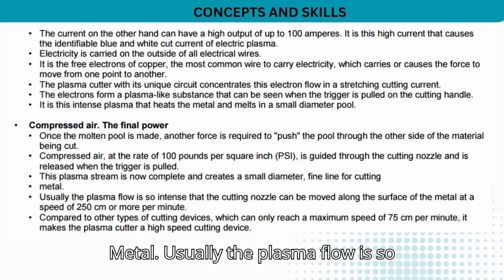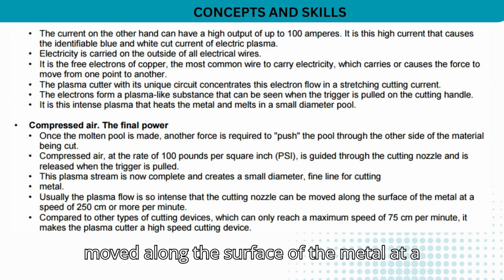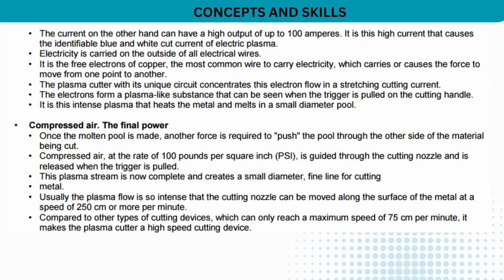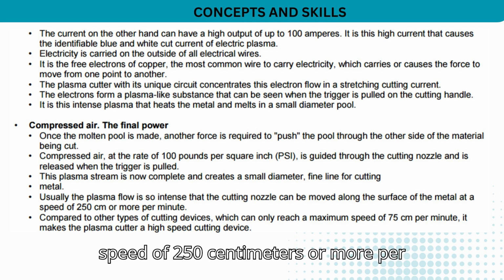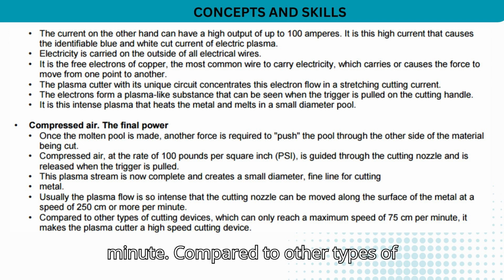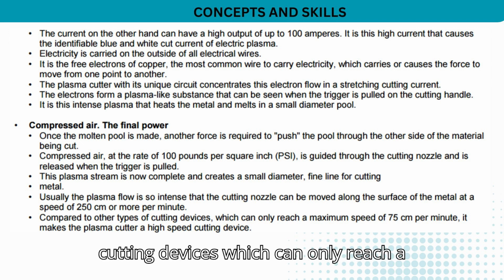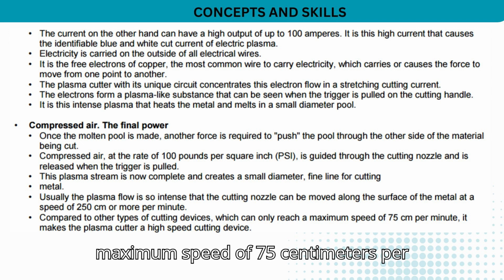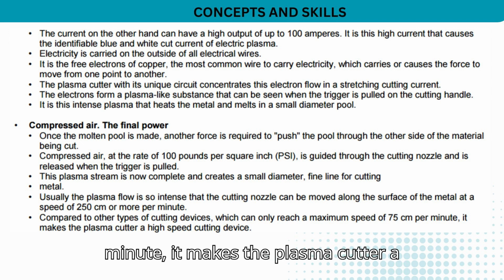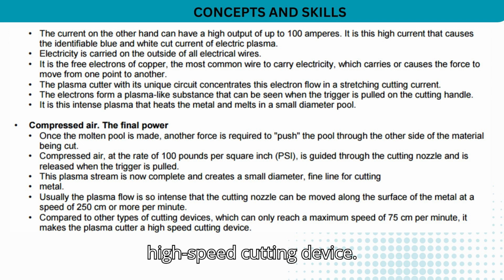Usually the plasma flow is so intense that the cutting nozzle can be moved along the surface of the metal at a speed of 250 centimeters or more per minute. Compared to other types of cutting devices, which can only reach a maximum speed of 75 centimeters per minute, it makes the plasma cutter a high-speed cutting device.